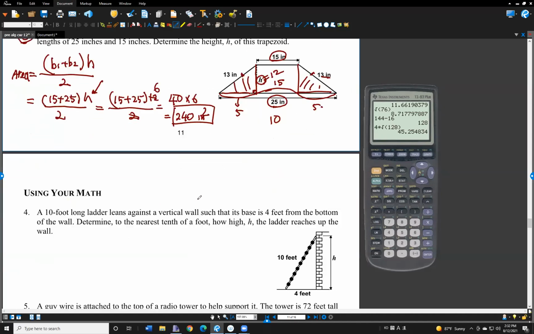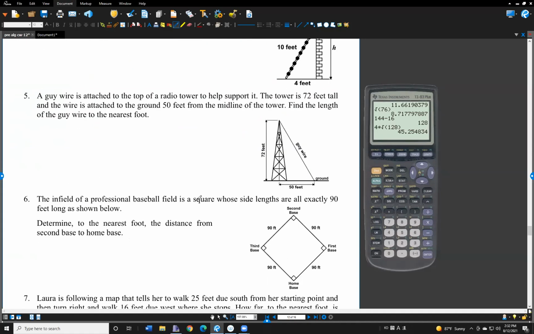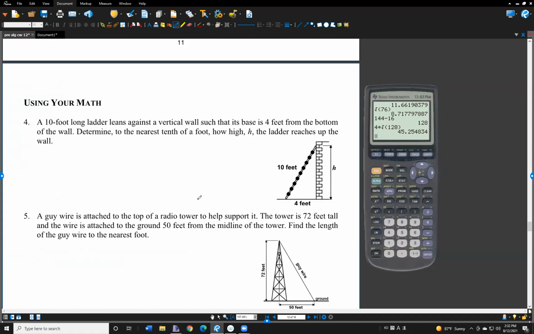You can do that, this one. There are more, but I'm going to try only 2, okay? That's enough, I think. They are all using the Pythagorean theorem to find the diagonal.